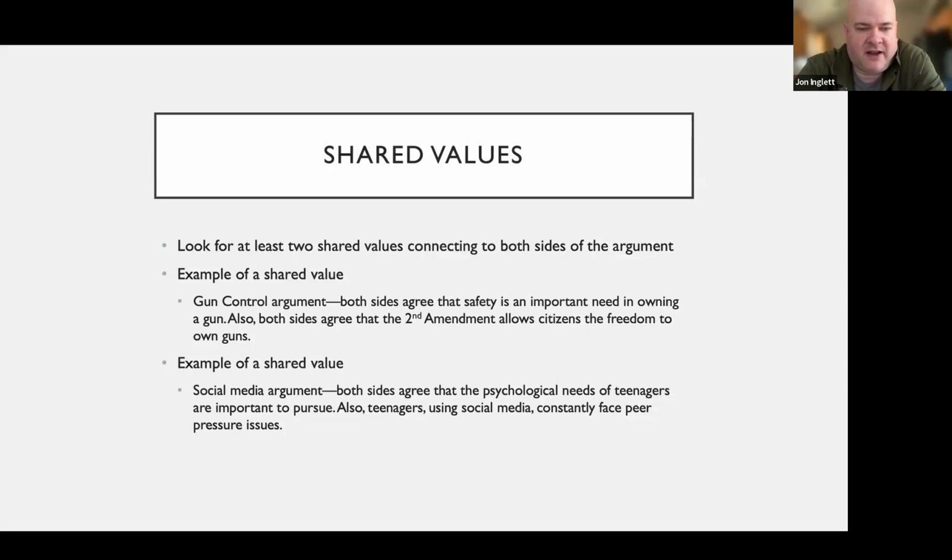Another example of a shared value for the social media argument. Both sides agree that the psychological needs of teenagers are important to pursue. Also, teenagers using social media constantly face peer pressure issues. So both sides can agree that psychological needs are important, and teenagers using social media constantly face peer pressure issues. So those are two elements or shared values between both sides of the argument.